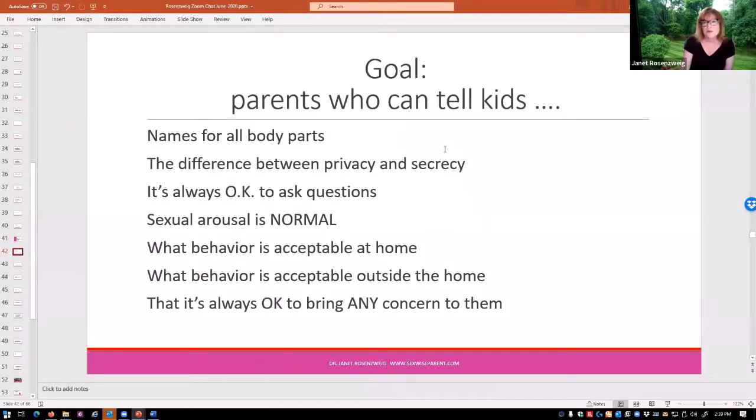So our goal is parents who can tell kids names for body parts, the difference between privacy and secrecy. I just want to stop on that one for a minute, because right now with COVID, we've got lots of issues about family privacy and family secrecy. If we're trying to explain the difference between privacy and secrecy, privacy means I can do something by myself, but my parents or the people I trust know that I did it. I am going in my room, I want to be by myself, and I'm going to have a conversation with my best friend, right? It's none of your business what I'm saying to my best friend, but you as my mom know that I'm in my room having privacy. Secrecy means nobody knows about it at all.